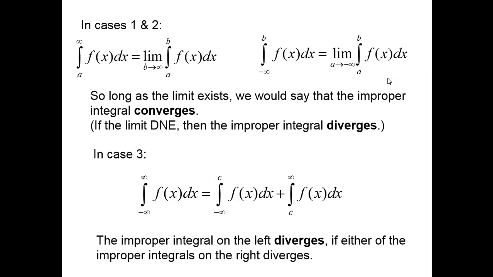Let's look at an example and see how we would actually work one of these problems. Here we have the integral from 1 to infinity of 1 over x dx. First thing I want you to do is rewrite that as the limit as b goes to infinity of the integral from 1 to b. You need to get in the habit of writing those limits. I'm going to be really picky about that.